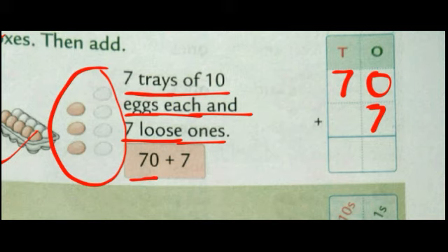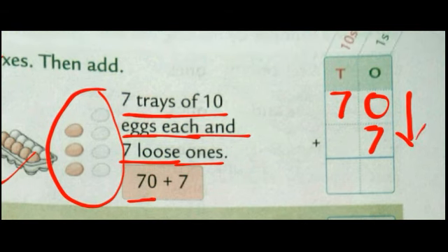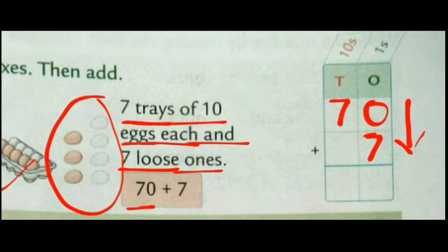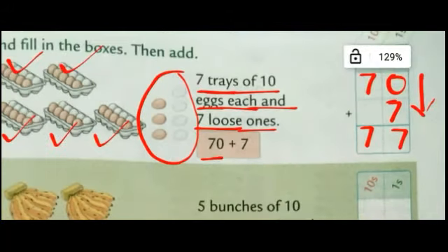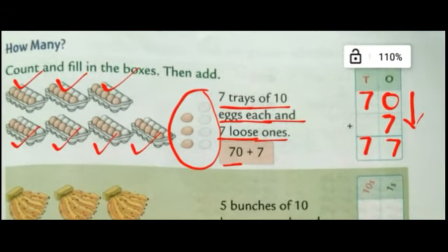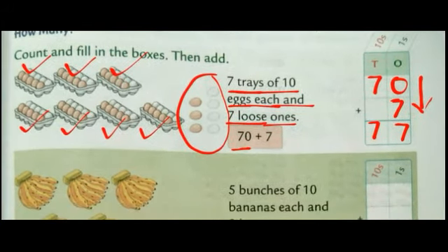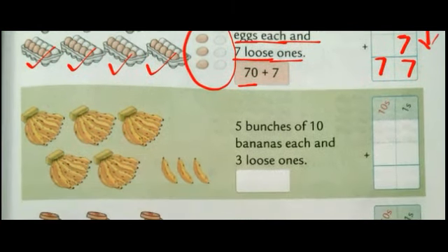So now we need to add. So what is the step to add? First, always start with the ones. 0 plus 7 will give 7. And then step number 2, add the tens. Only 7 is there in tens, that 7 will come down. So the answer is 77. That means 77 eggs are here. Let's see the next one.